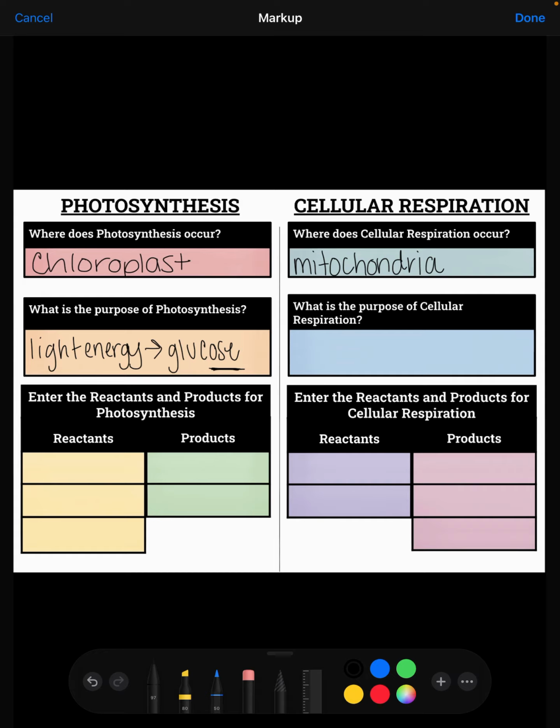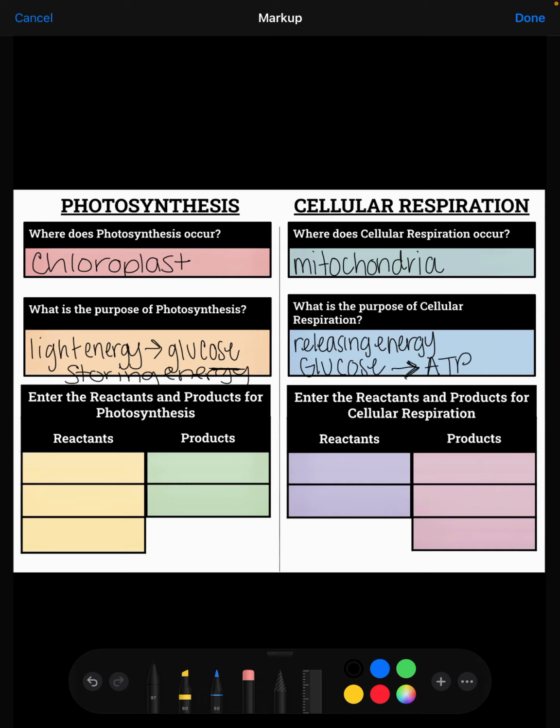What is the purpose of cellular respiration? Here we are going to release energy stored in glucose and make ATP that is readily available for the cell to use, okay? So what we are doing here is we are releasing energy. In this one we are storing energy. And in cellular respiration, we are taking glucose, which is that sugar, remember, and we are releasing that energy in that glucose to make ATP.